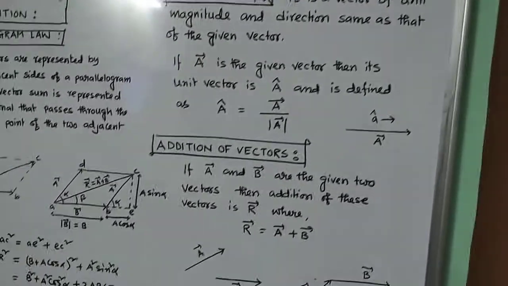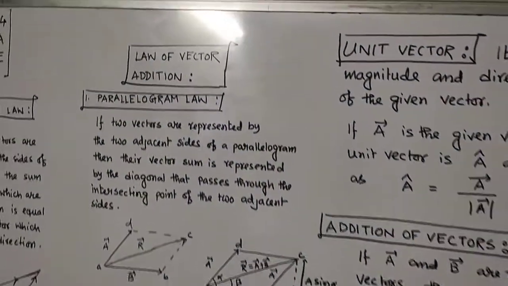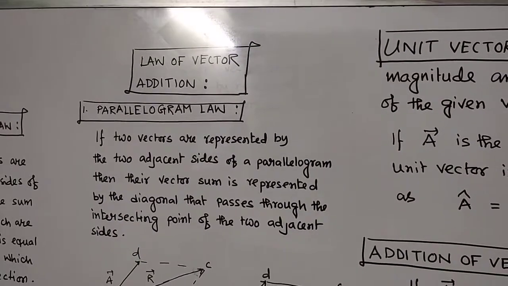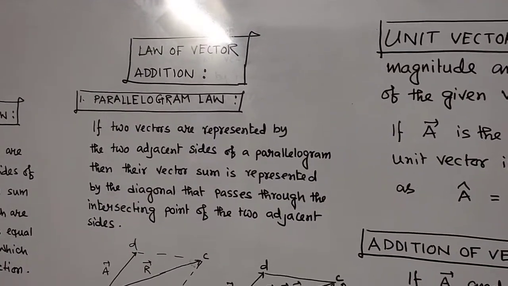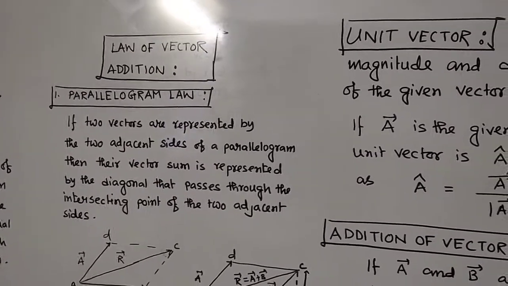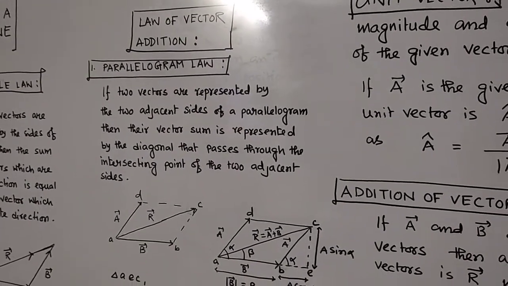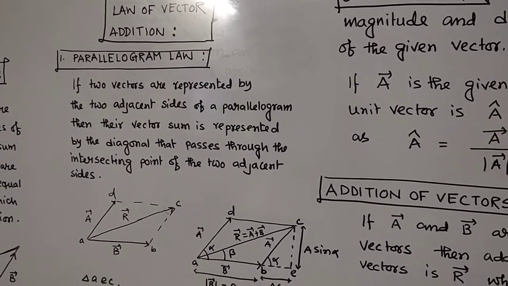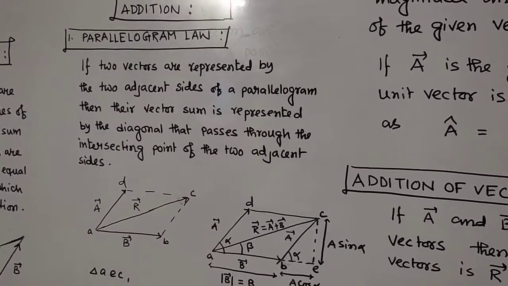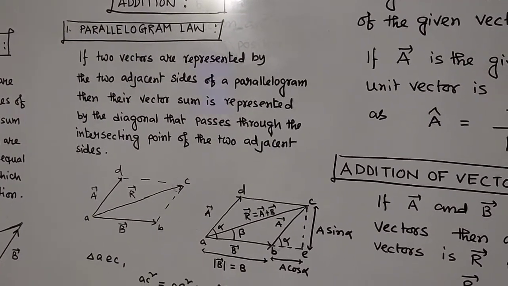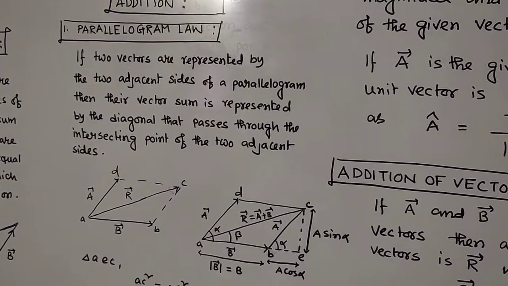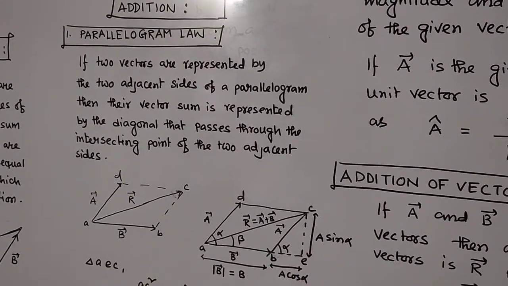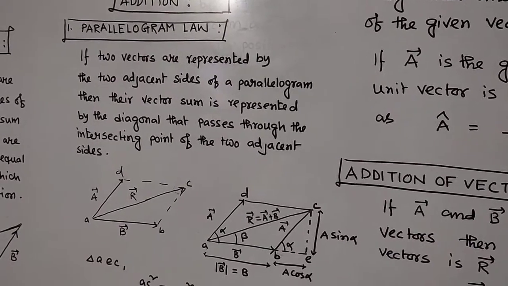It's very simple. Now, as algebraic addition is different from the vector addition, that's why we have to use certain law. And here we are going to discuss parallelogram law and triangle law. Parallelogram law in details and triangle law only the statement, because it is almost same. So what is parallelogram law? It says that if two vectors are represented by the two adjacent sides of a parallelogram, then the diagonal that passes through the intersecting point of the two adjacent sides gives the vector sum.